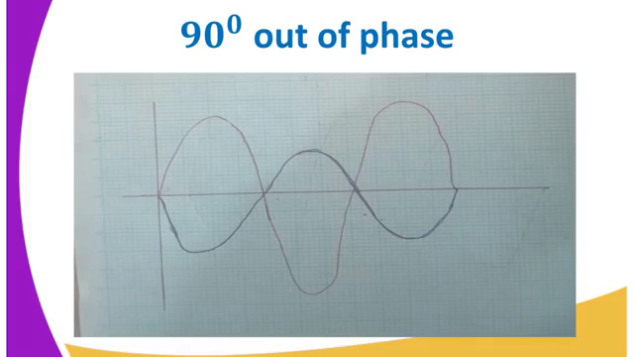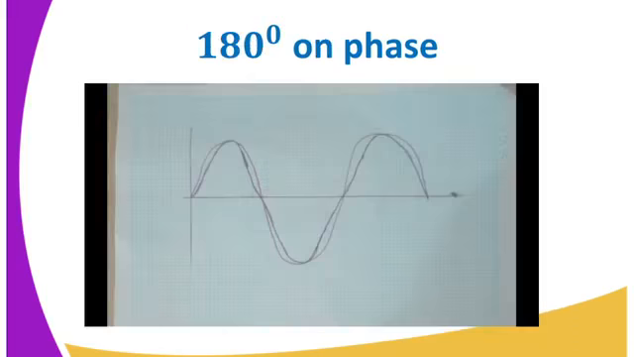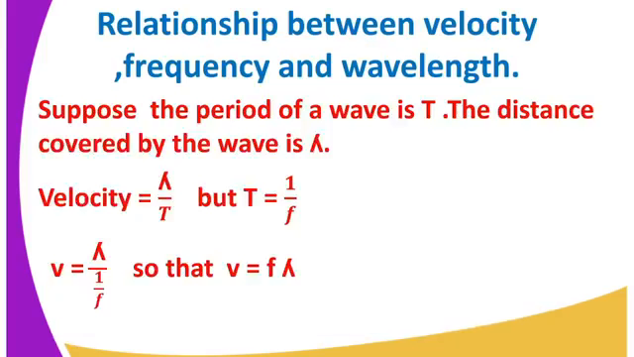After looking at the phase and phase difference of a wave, finally we shall look at the relationship between the velocity of a wave, the frequency of a wave, and the wavelength of a wave.